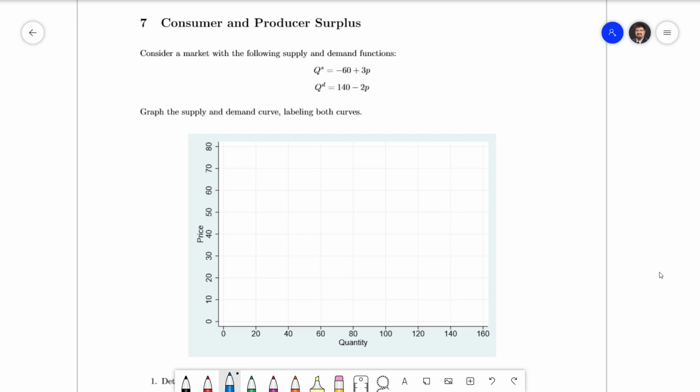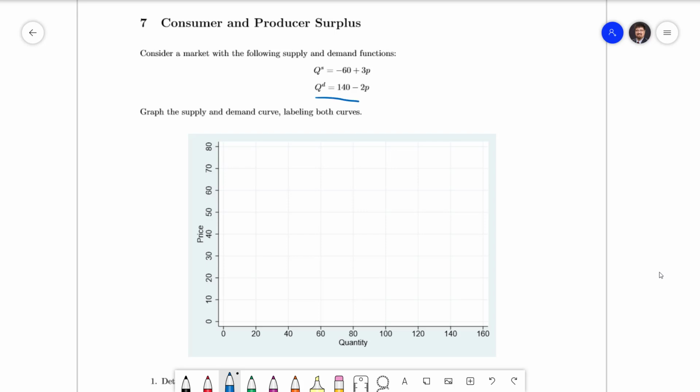In this video, I'm going to solve this exercise on consumer and producer surplus. The easiest way to calculate consumer and producer surplus is to draw the graph, so that is what we are going to do first. I'm going to start out with our demand curve right here.